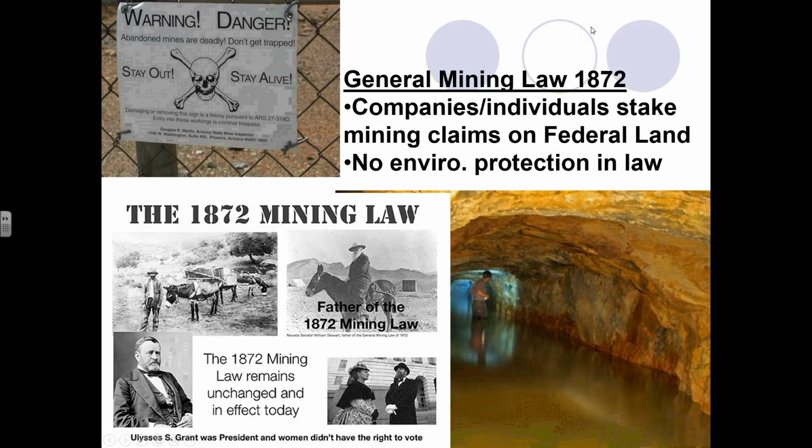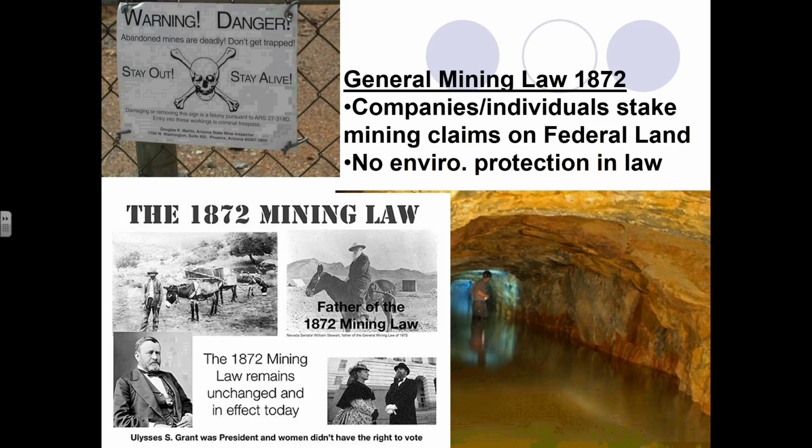Okay, so the General Mining Law of 1872. Going back to the 1870s, the federal government enacted this law to get people to move westward. Because everybody in the United States was congregated in the eastern part of the country, in order to get people to settle in the western parts of the United States, the federal government enacted the General Mining Law. You can see the definition here. It allows companies or individuals, regardless of U.S. citizenship, to stake mining claims on federal land.